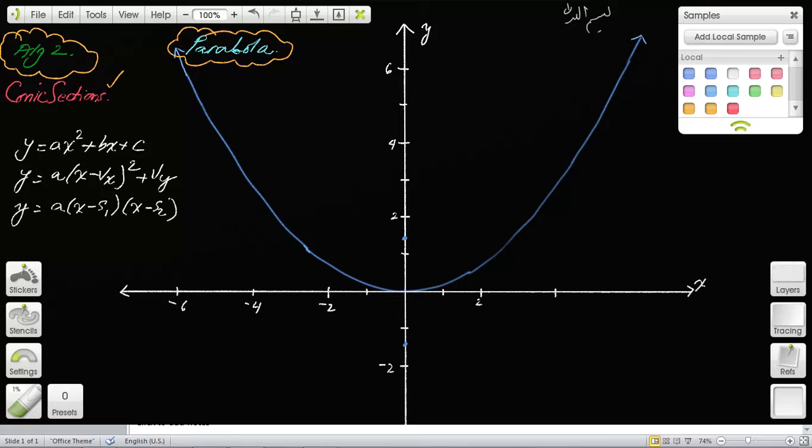And if you recall, and I'm sure you do, from our prior discussions, we have learned three ways of writing parabolic functions. This is the standard form, y equals ax squared plus bx plus c. And this is the vertex form, y equals a times quantity x minus vx squared plus vy, and also the x-intercept form as it is written over here.